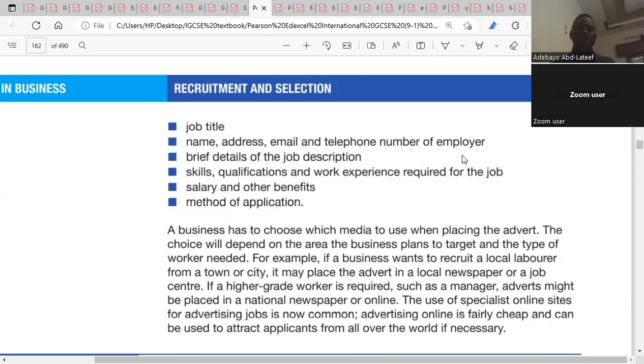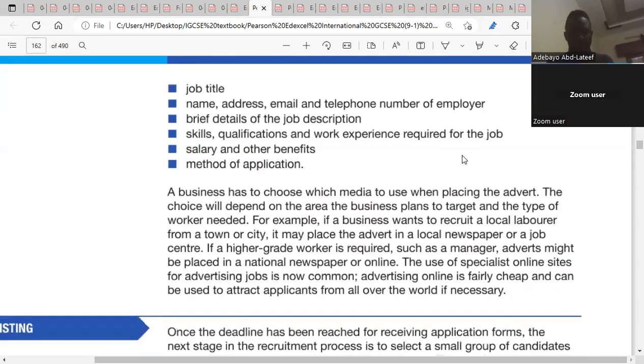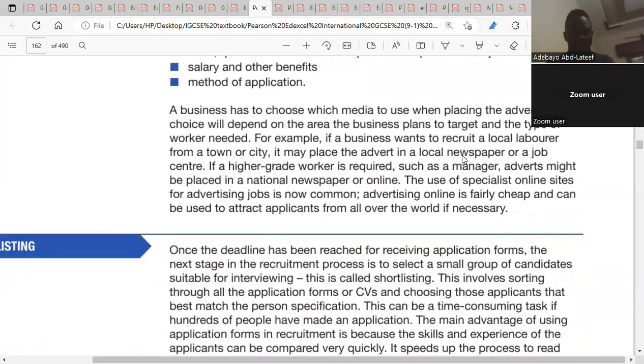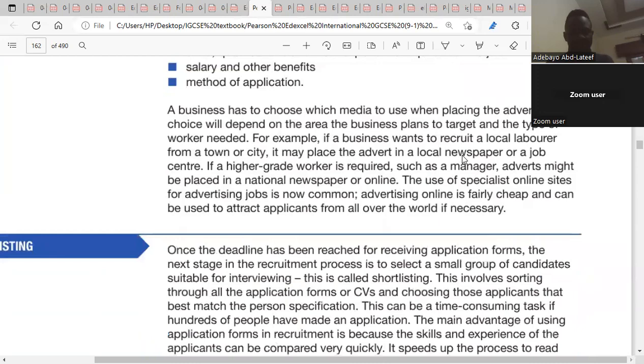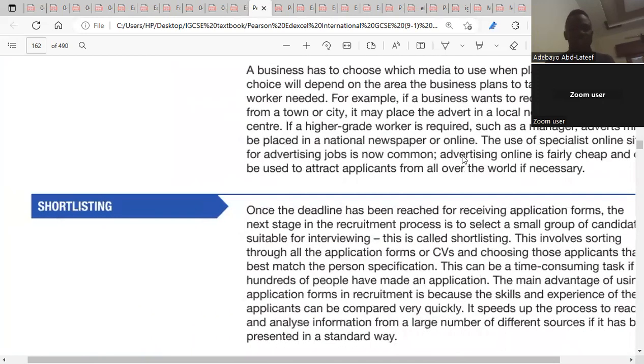And the method of application they want will be there. They might tell you they want it through email. They might tell you they want it through letter, like you have to come and drop it for them in the company. Any question about that? No. All right. Then we go to shortlisting.